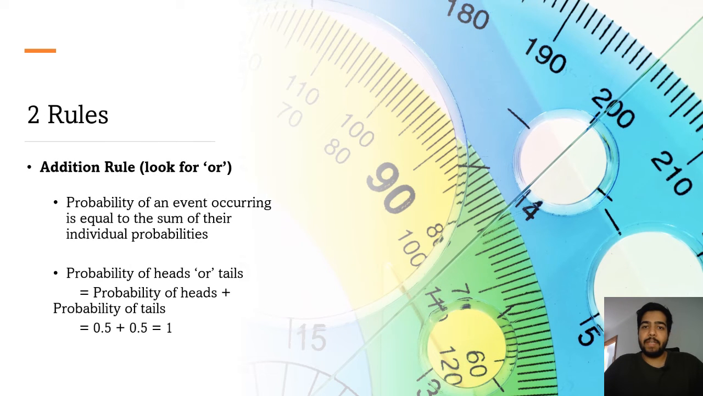There are two rules that you should keep in mind when studying probability. The first one is called addition rule, and it says that probability of an event occurring is equal to the sum of their individual probabilities. For example, probability of getting heads or tails is the sum of probability of getting heads alone plus probability of getting tails alone, that is 0.5 plus 0.5, and this is equal to 1. Always look for the word 'or', and whenever you find the word 'or', replace it with the plus sign, and you'll be able to solve your questions in this way.